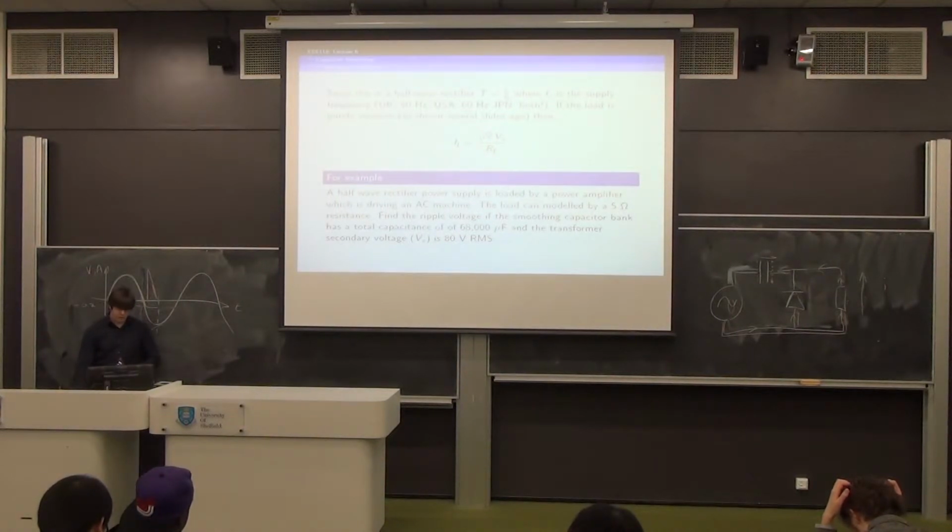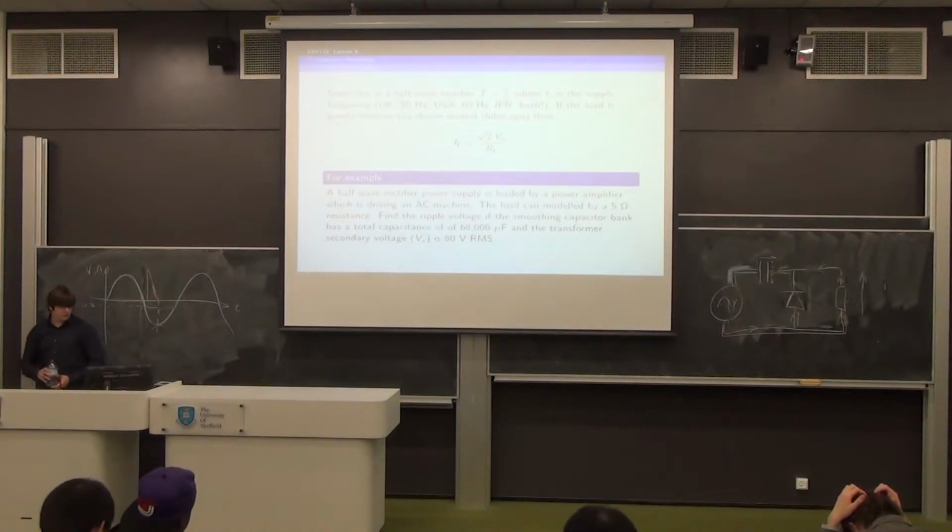So if we were to do an example, we could say, perhaps, a half-wave rectifier power supply is loaded by a power amplifier which is driving an AC machine. That's just hyperbole to set up the question. Doesn't tell you anything. The load can be modelled by a 5 ohm resistance. Find the ripple voltage if the smoothing capacitor bank has a total capacitance of 68,000 microfarads, or 68 millifarads, and the transformer's secondary voltage is 80 volts RMS.